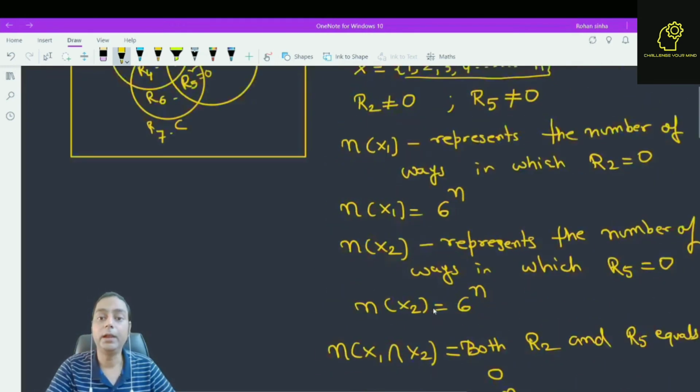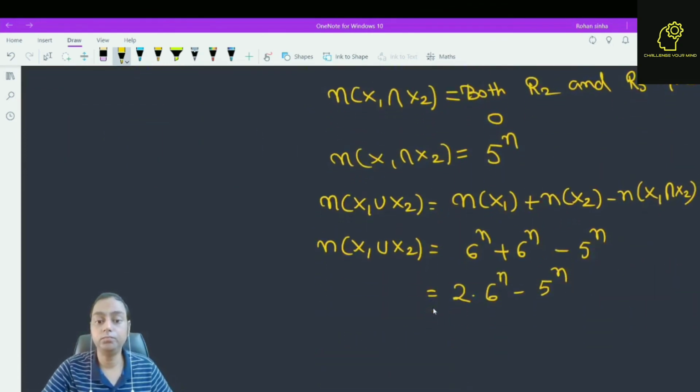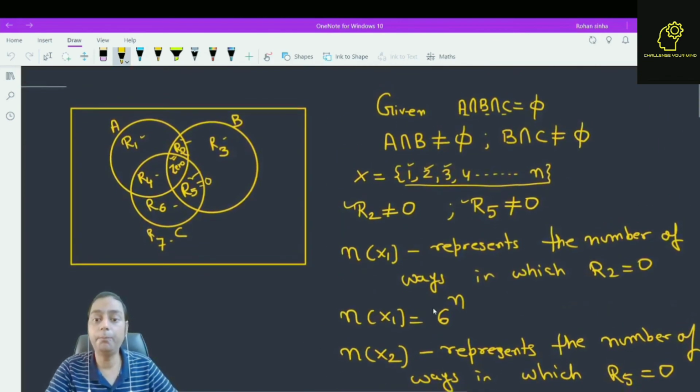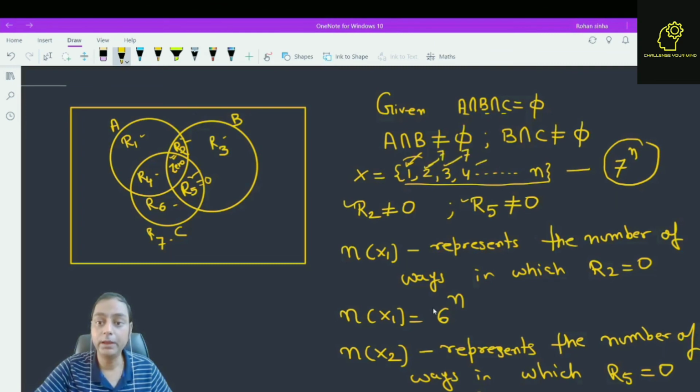Now what do we need finally? Finally we need to find R2 not equal to 0 and R5 not equal to 0. Now we need to find n of the complement of X1 union X2. So what is this? Total number of ways of putting the elements in how many spaces? 7 spaces, 7 raised to n. So the total number of ways of putting all the elements is 7 raised to n only, because for 1 we have 7 choices, for 2 also we have 7 choices, for 3 also we have 7 choices. For every element we have 7 choices. So it is 7 raised to n.